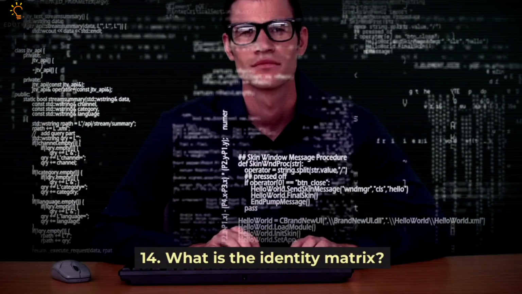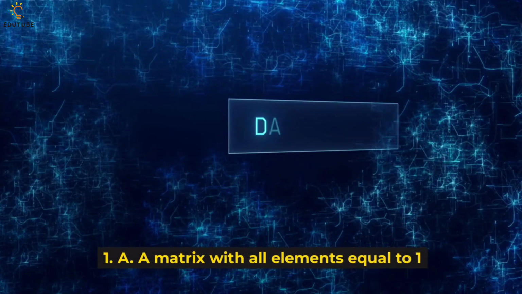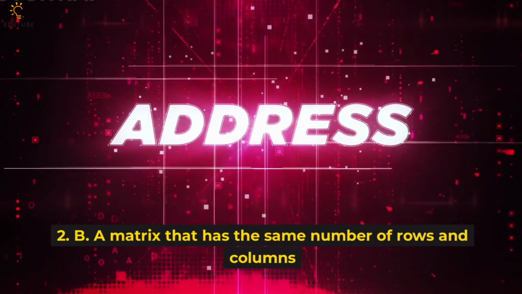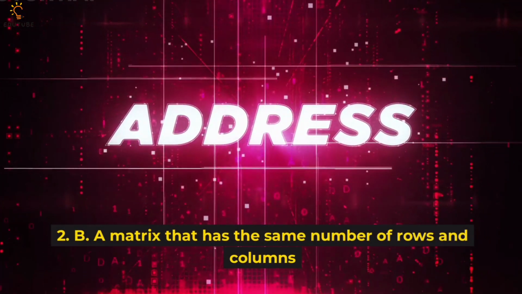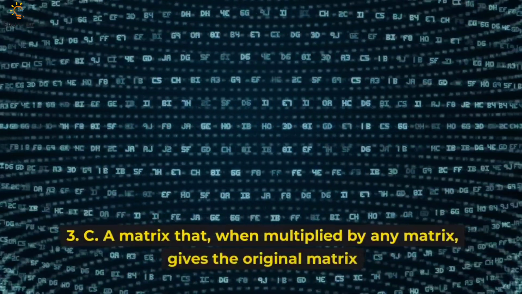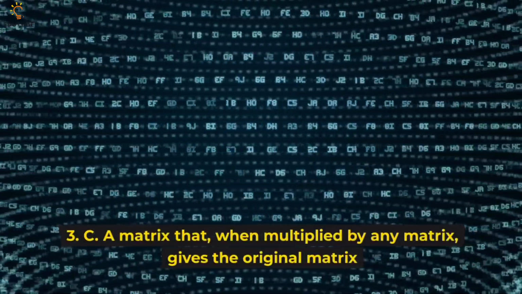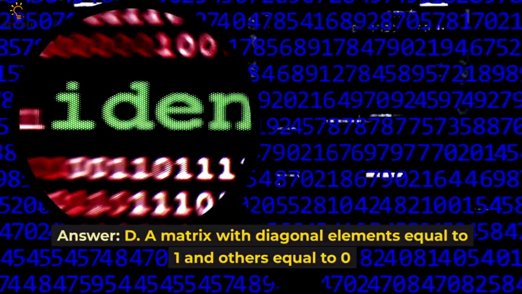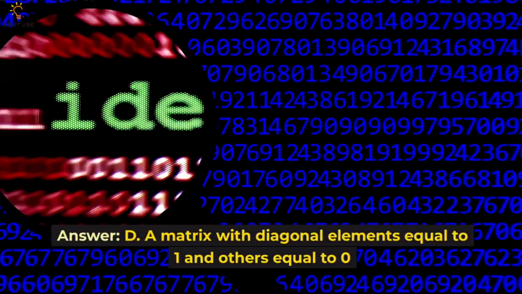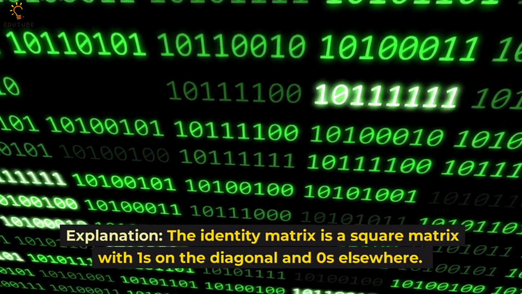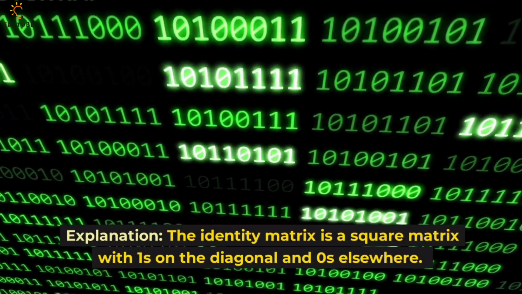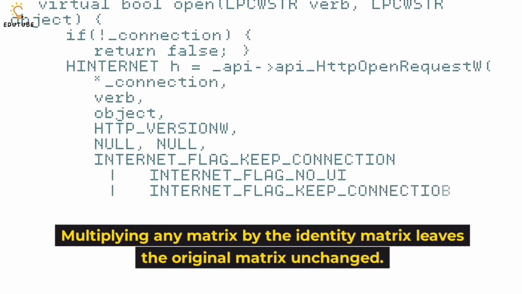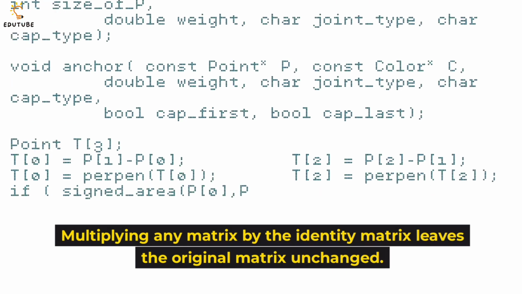14. What is the identity matrix? A. A matrix with all elements equal to 1. B. A matrix that has the same number of rows and columns. C. A matrix that, when multiplied by any matrix, gives the original matrix. Answer: D. A matrix with diagonal elements equal to 1 and others equal to 0. Explanation: the identity matrix is a square matrix with 1s on the diagonal and 0s elsewhere. Multiplying any matrix by the identity matrix leaves the original matrix unchanged.